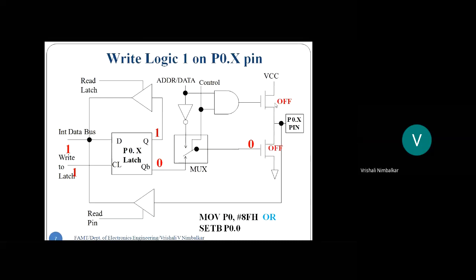So we said off means open circuit. Okay, that means this pin is floating now. That external pin, the 40-pin P0.0 pin, is floating. So for a floating node, what is the voltage? The one which was there previously. What was there previously? Logic 0.